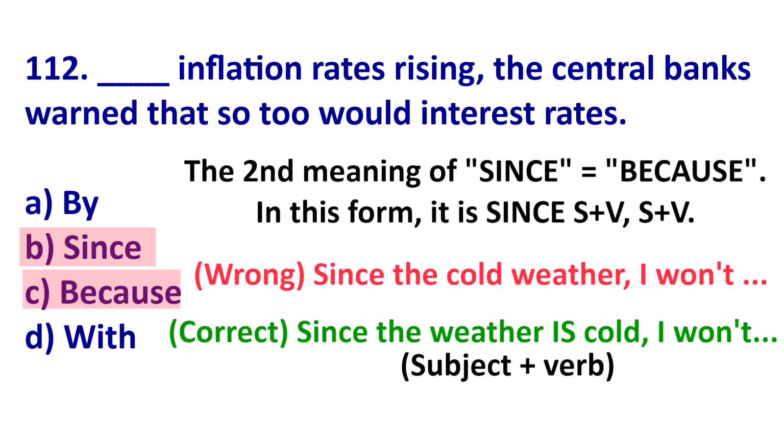Now, the second meaning of since is because. When you use since like because, you need a subject verb. For example, if I say, since the cold weather, I won't go outside. This is wrong. But if I say, since the weather is cold, I won't go outside. This is correct because you have the weather, which is a subject, and is, which is a verb. Once again, when you use since to equal because, you need subject verb after it.